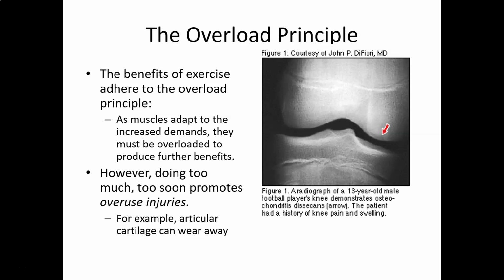You can run a mile a day every day for a year. That doesn't prepare you for the long run marathon because your muscles haven't adapted to the load. Now, if you do this too quickly, you can get overuse injuries. And so overuse injuries are going to wear away the articular cartilage. It's a radiograph of a football player's knee. He's 13 at this point, and the cartilage is being worn away on the tibia.